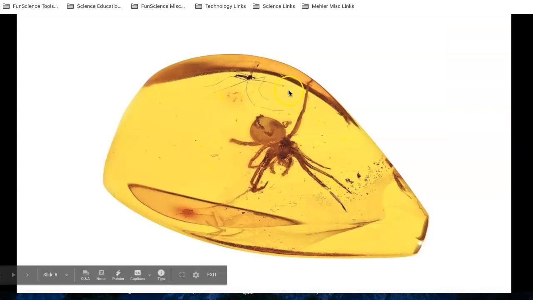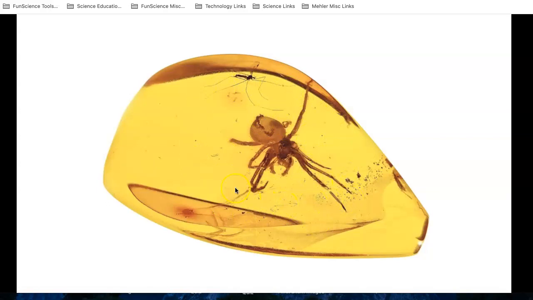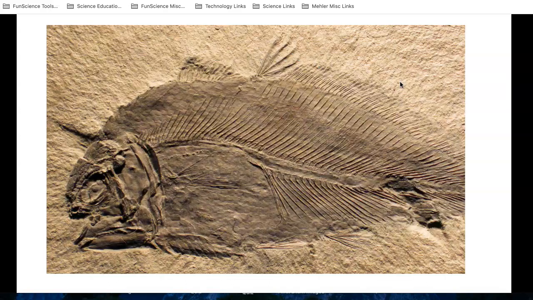But there are also fossils that are tiny, like this one. This is tree sap, which is called amber. And inside here, we have two insects. We have a spider, which you can see clearly here, and up here we can see a mosquito, which has also been captured in the amber. This is another way for life to become fossilized.